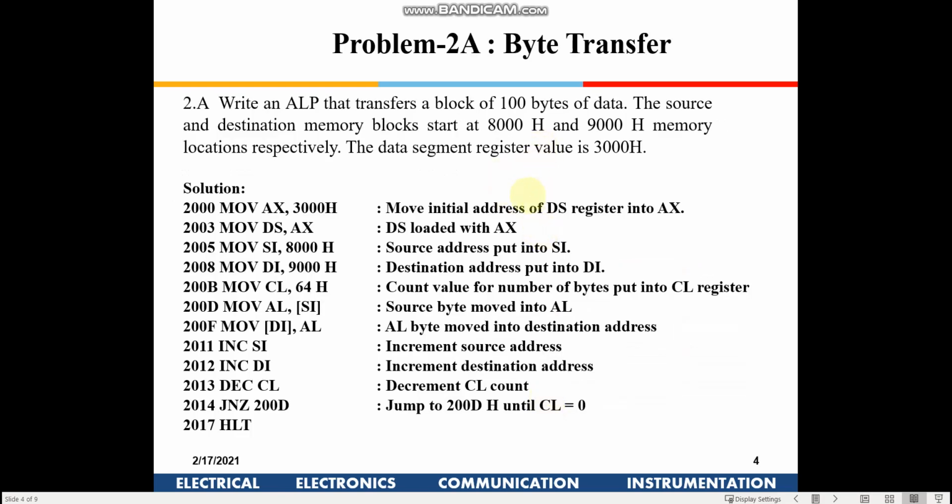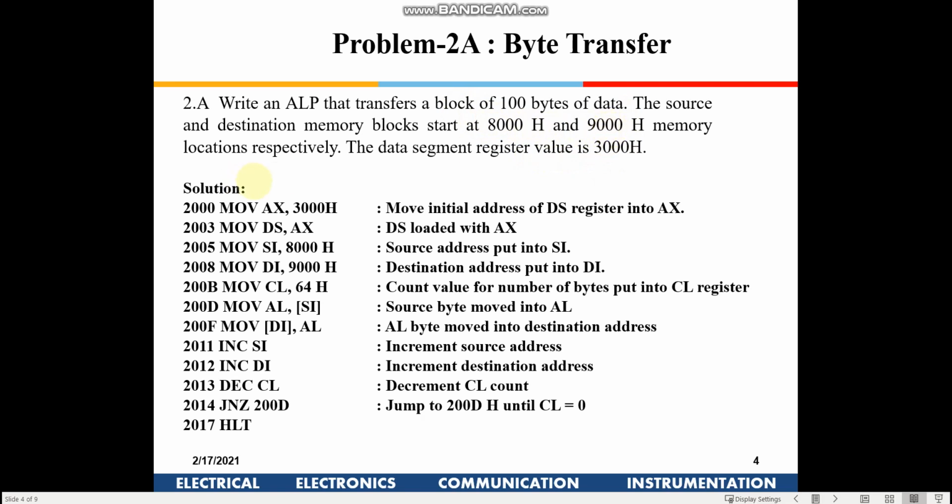Now, the second program is: write an ALP that transfers a block of 100 bytes of data. The source and destination memory blocks start at 8000 and 9000 memory locations respectively. So starting at 8000, you have 100 bytes of data. You need to copy from there and put it into the memory location starting from 9000. The data segment register is 3000. So within the data segment itself, we need to transfer from 8000 to 9000.